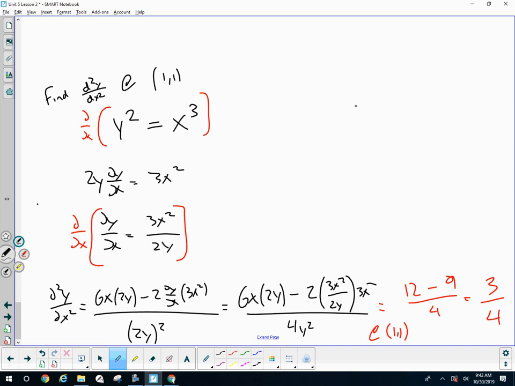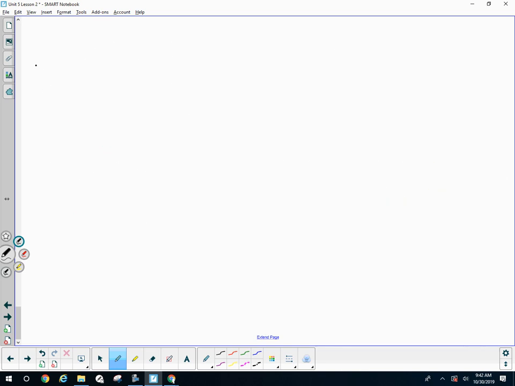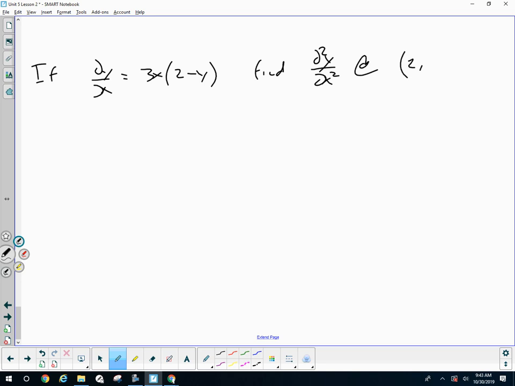Cool. Now here's another example. So find space in your notes. If dy/dx equals 3x times (2 minus y), find d squared y over dx squared at the point (2, 3), which is on the curve of the original function.